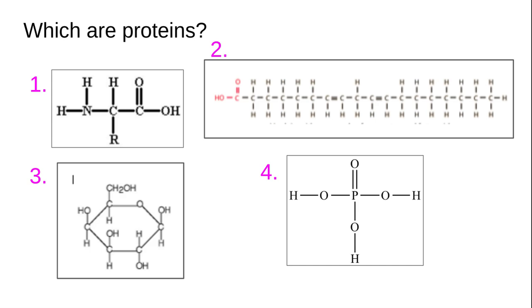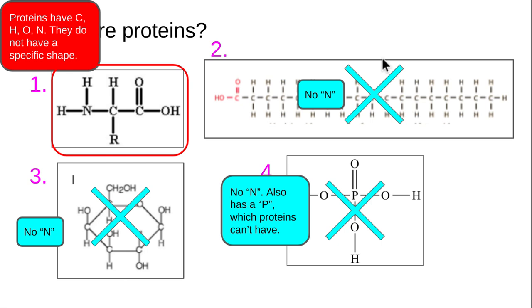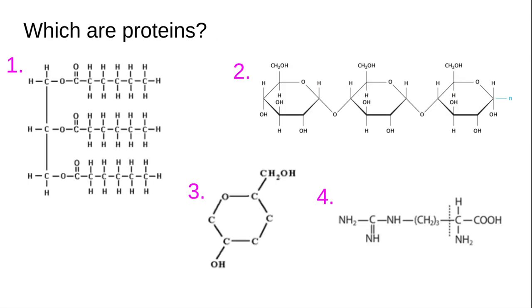So let's take a look at some pictures here. 1, 2, 3, and 4. Can you show me on your fingers which one of these is a protein? Number 1, number 2, number 3, or number 4? Yes, number one, because it has CHO and N. Proteins don't really have a specific shape, so we can't figure it out based on shape.